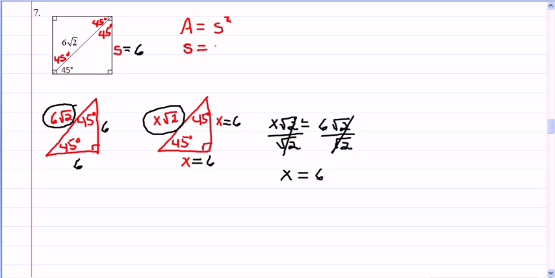So with each side equal to 6, the area is equal to 6 squared, which is equal to 36. So the units were not given on this one, so we will say that the area is 36 square units.